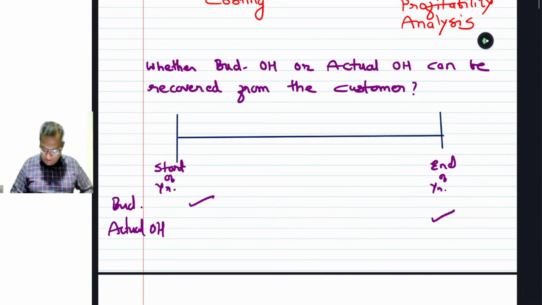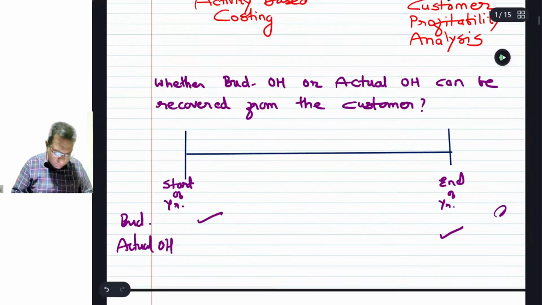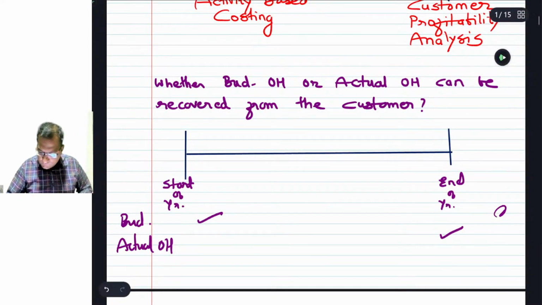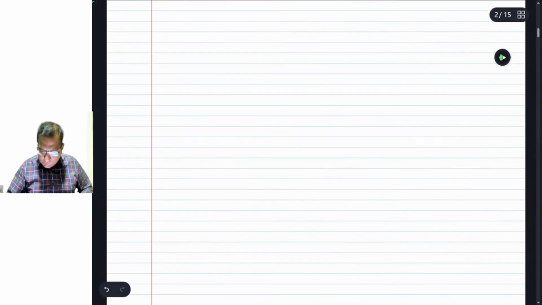Okay, beta, let us move ahead, see. Now there are some terminologies that are being used in activity based costing. So please give the heading terminologies used in activity based costing.